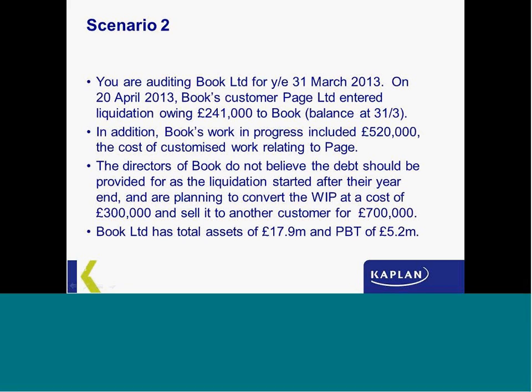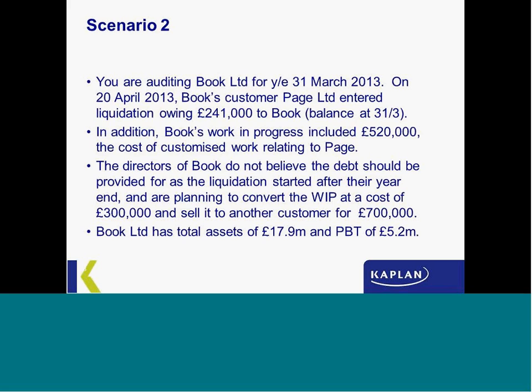What that suggests to me is that liquidation was going to happen at the 31st of March. You don't go bankrupt in 20 days. Going into liquidation on the 20th of April is indicative of the fact that there was a problem at the 31st of March.